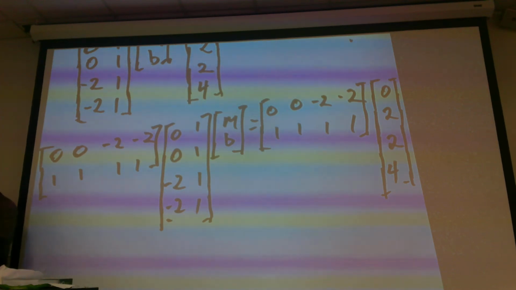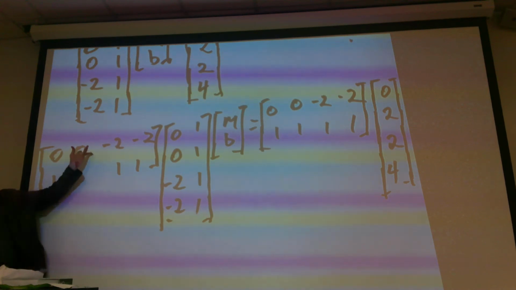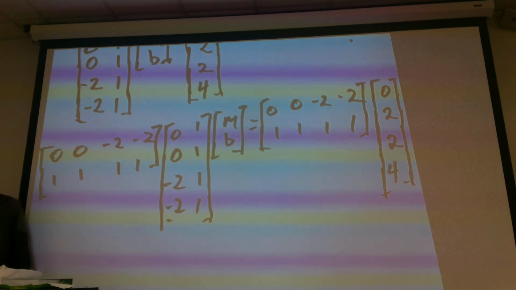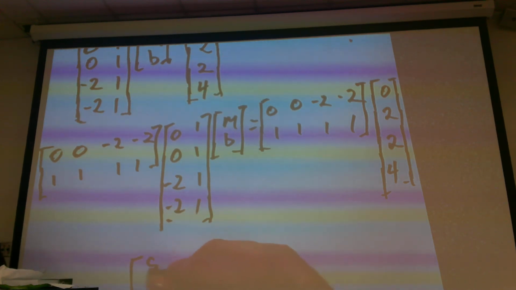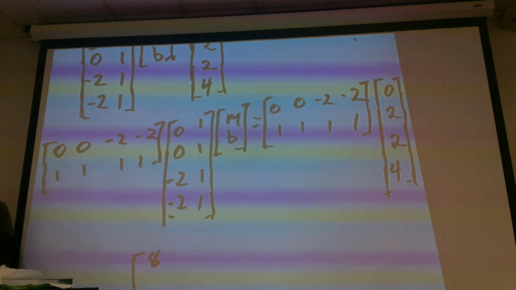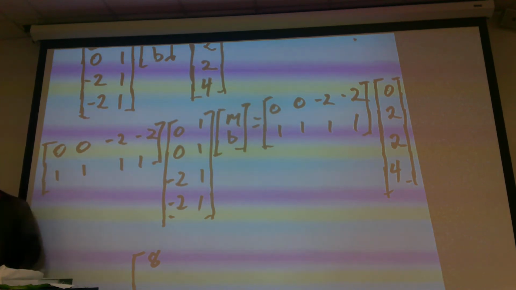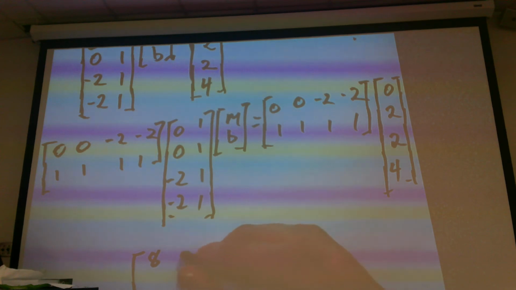So 0, 0, negative 2, negative 2. All right, the top vector acting upon that guy right there, that's going to be, what, negative 2 times negative 2 is 4, and then it becomes 4 plus 4. That's going to be 8. Okay. Negative 2 acting upon 1, 1, 1, 1 is just negative 2 plus negative 2. That turns into a negative 4.